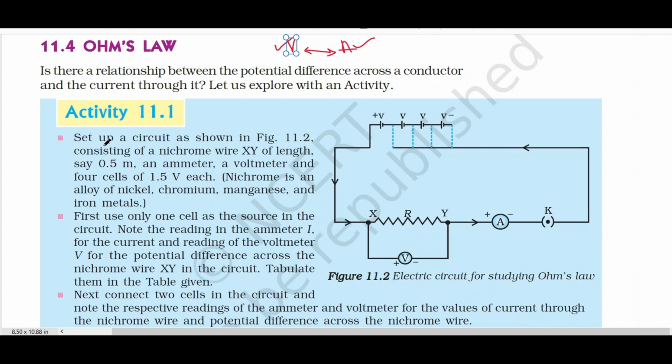So what you can do is you can set up a circuit as shown in figure 11.2 consisting of a nichrome wire XY. यहाँ पे एक wire है XY of length 0.5 meters and a meter, a voltmeter, 4 cells of 1.5 volt each. यहाँ पे आपको 4 cells मिल जाएंगे 1.5 volts के. Nichrome is an alloy of nickel, chromium, manganese and iron metals.